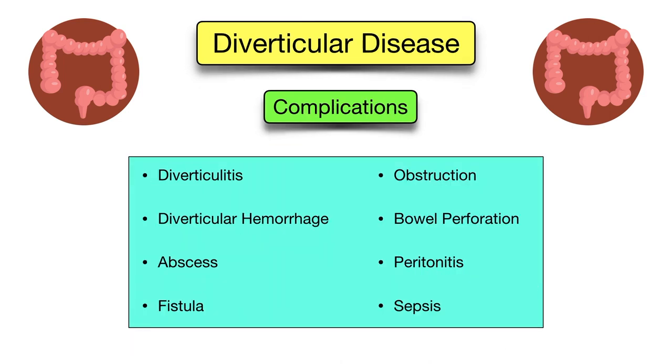Complications of having diverticula include inflammation of the diverticula, which is diverticulitis, bleeding of the diverticula, which is diverticular hemorrhage. There can also be formation of an abscess or fistula. Occasionally a bowel obstruction or bowel perforation can occur. Peritonitis and sepsis are also potential complications. Many of these complications are associated with diverticulitis, more so than with diverticulosis.